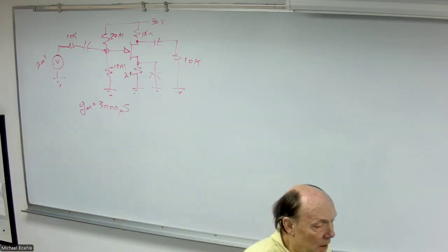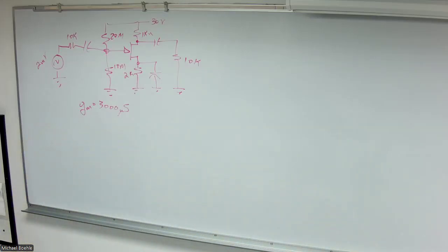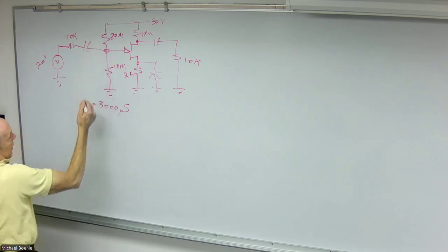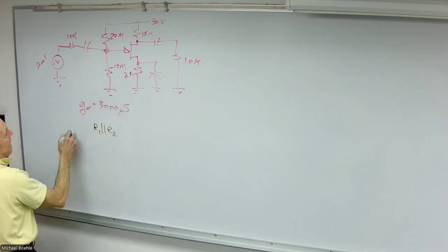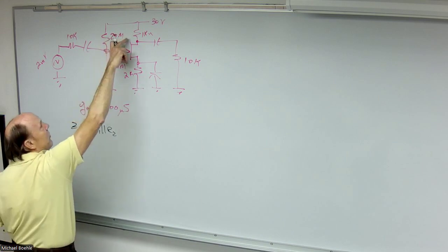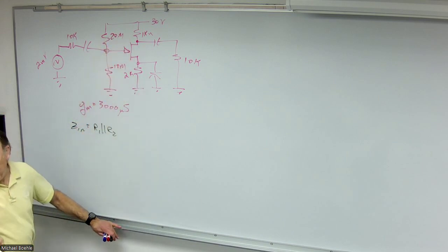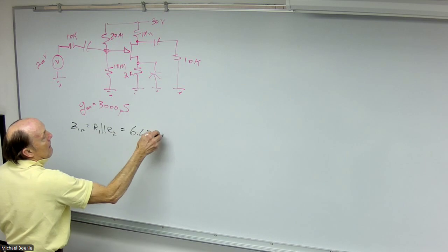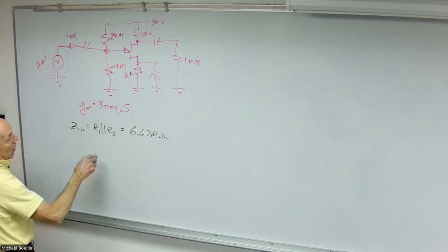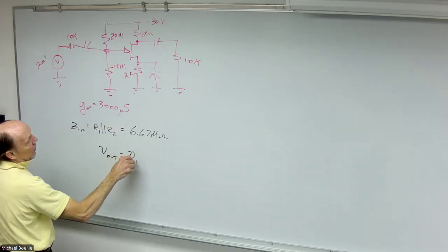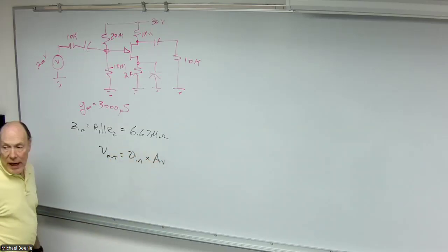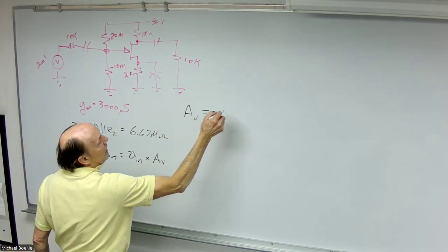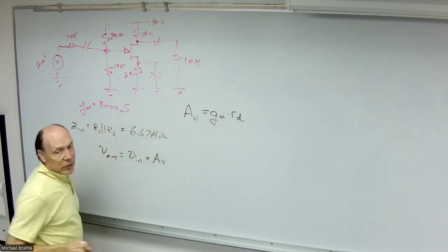Okay. So the input impedance for our JFET amplifier is approximated as R1 in parallel with R2, because the input impedance of the transistor itself is so high. So 20 in parallel with 10 gives you about 6.67 megohms. Now, the output voltage will be whatever the input voltage is times the voltage gain. For this amplifier, the voltage gain is given as the transconductance times the AC drain resistance.